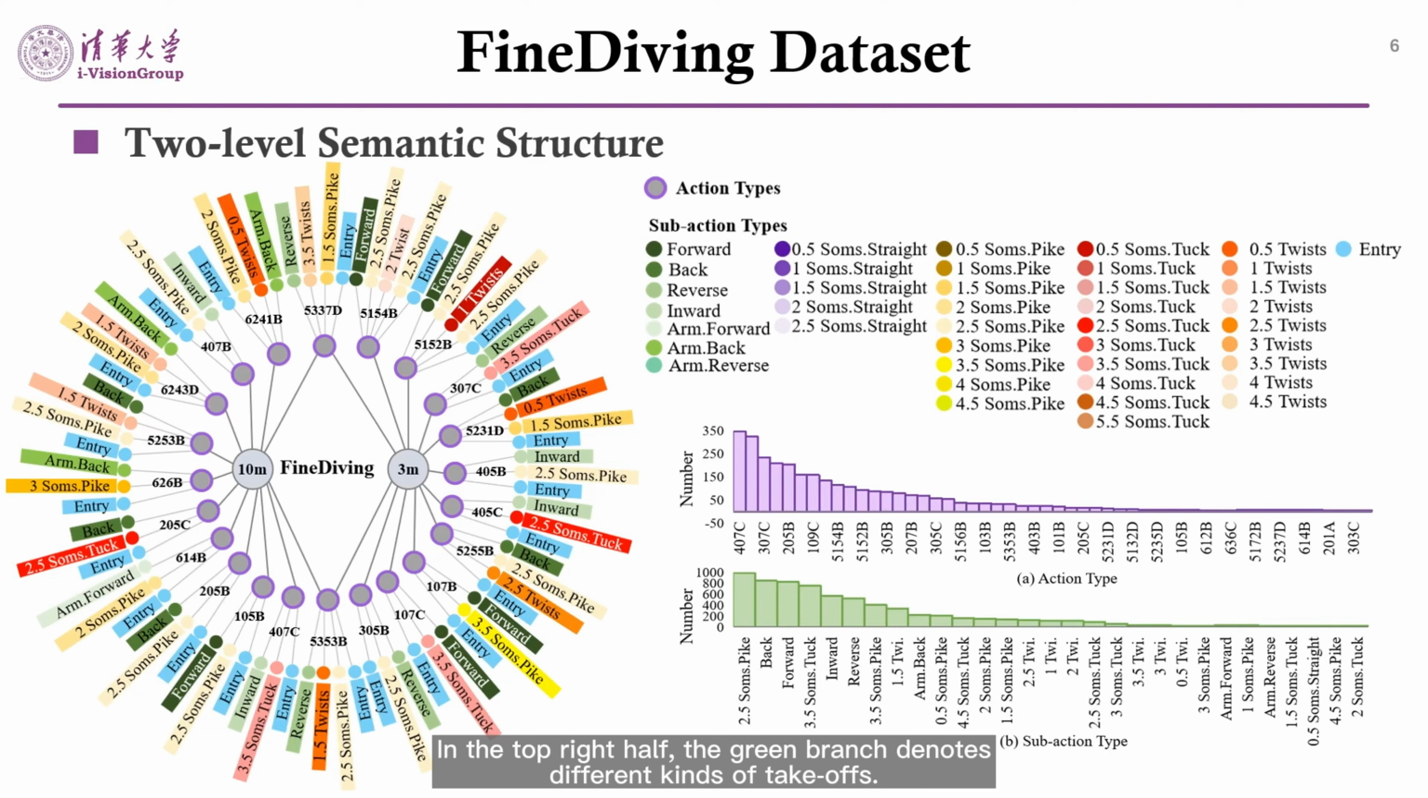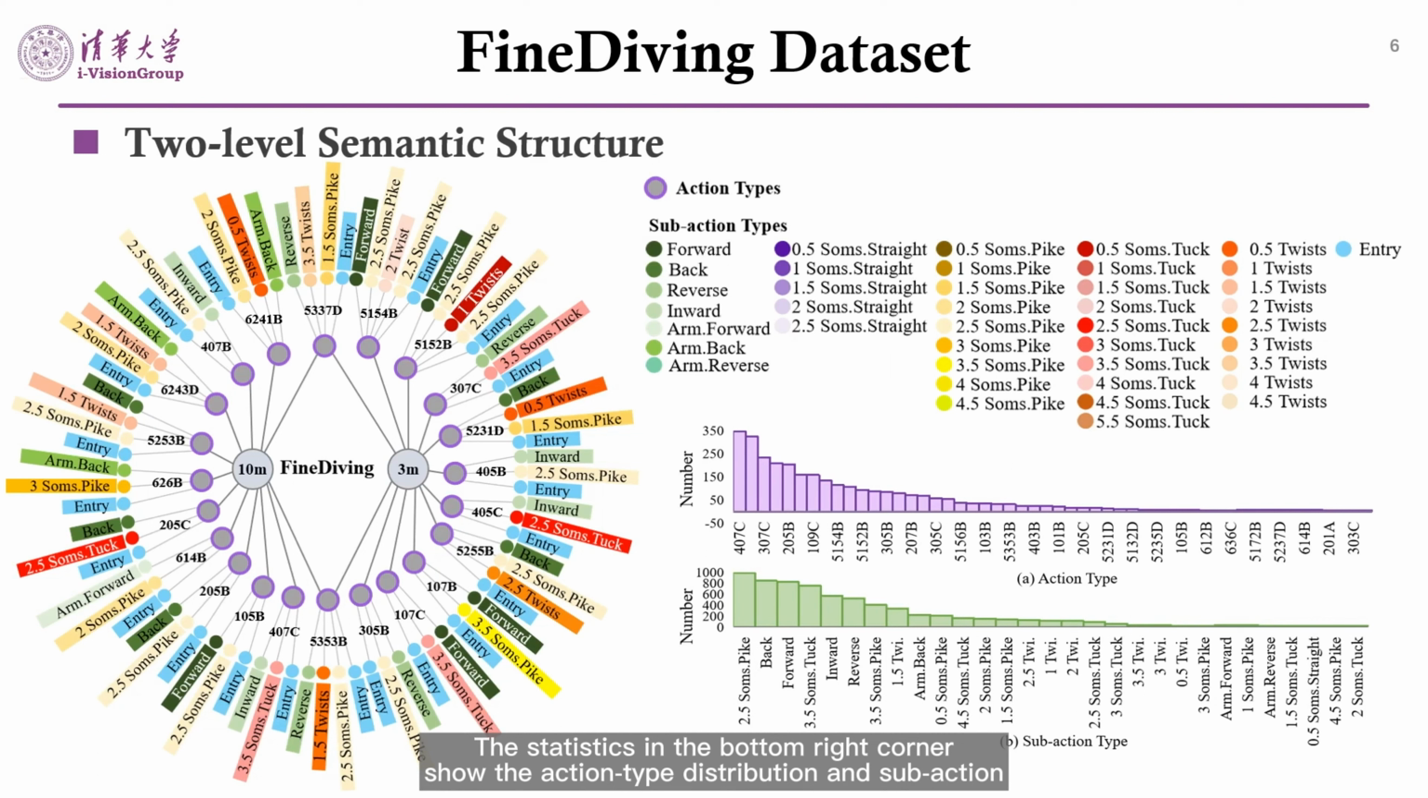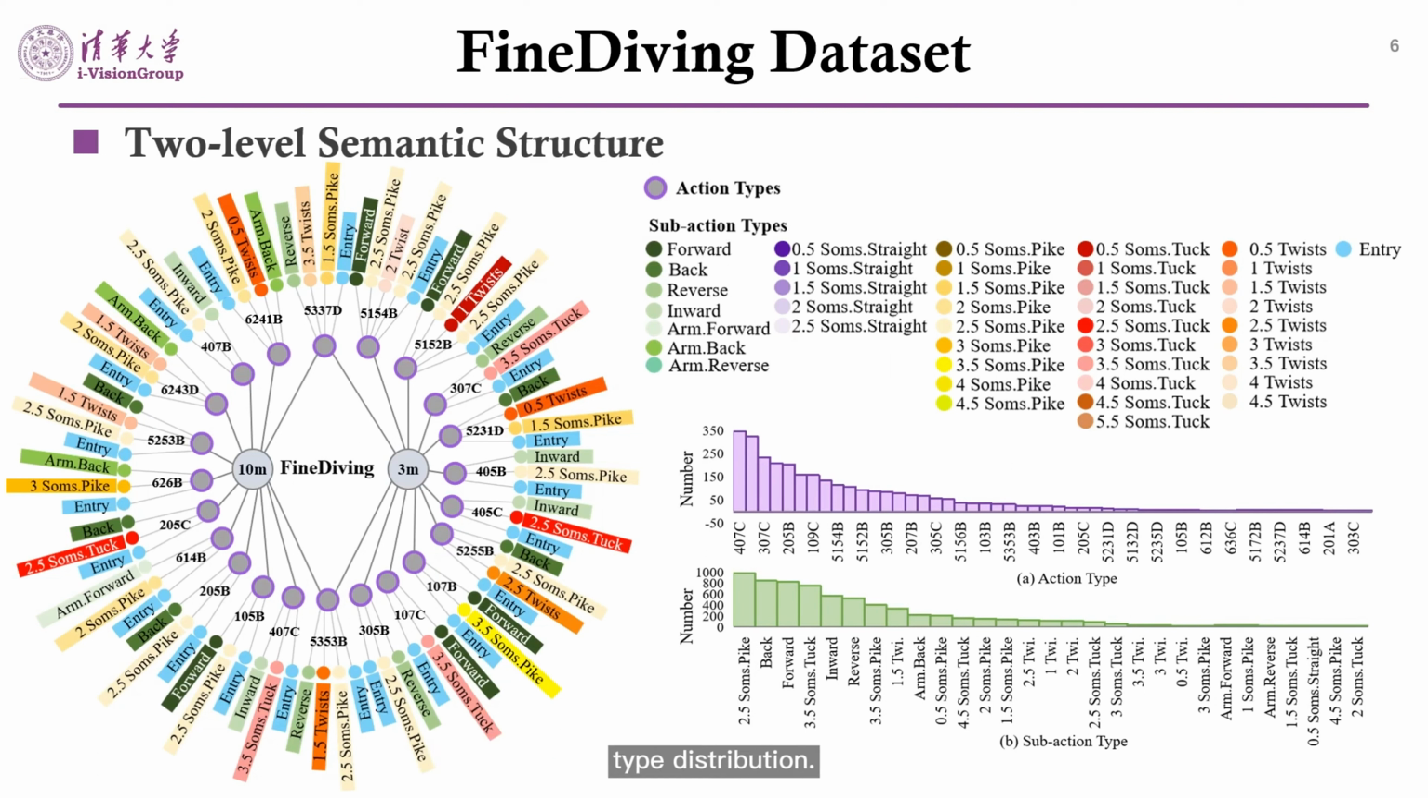In the top right half, the green branch denotes different kinds of takeoffs. The purple, yellow, and red branches respectively represent the somersaults with 3 poses, where each branch contains different numbers of somersault turns. The orange branch indicates different twist turns during somersaults. The light blue denotes entering the water. The statistics in the bottom right corner show the action type distribution and sub-action type distribution.